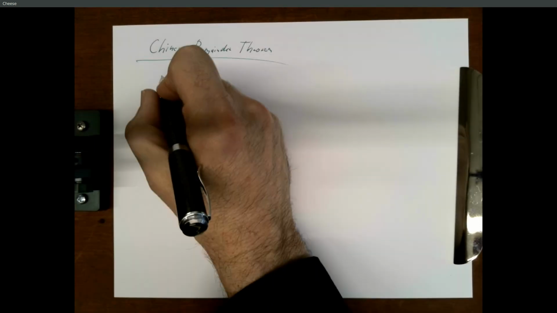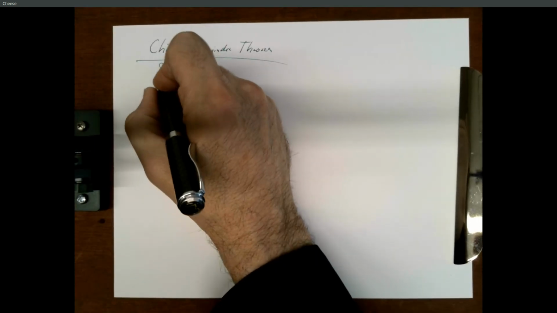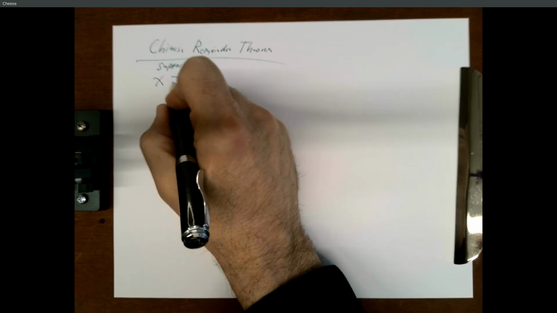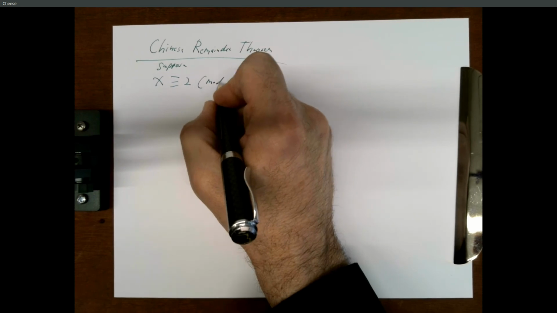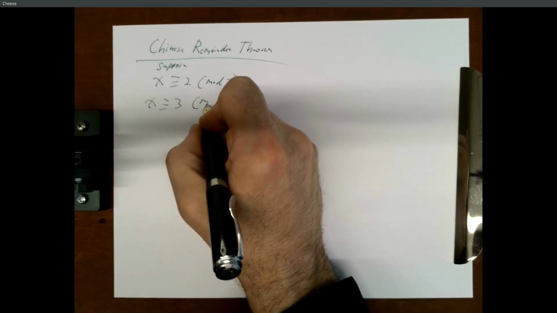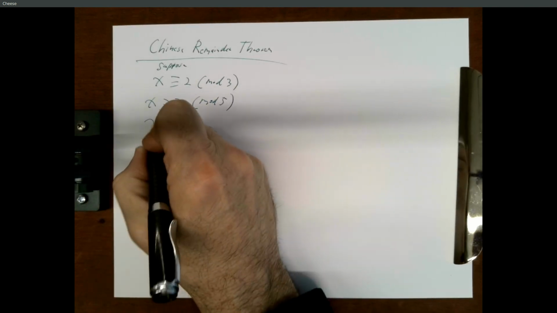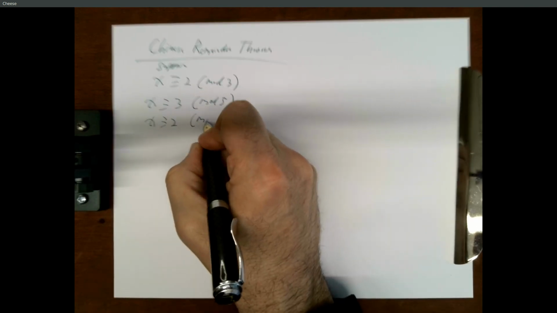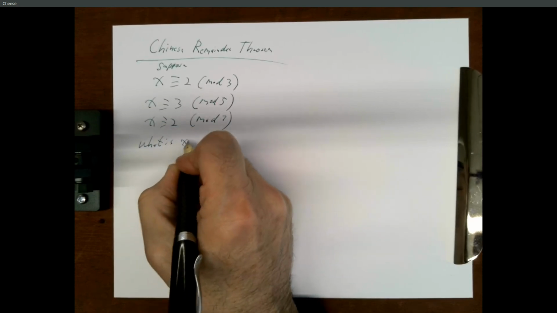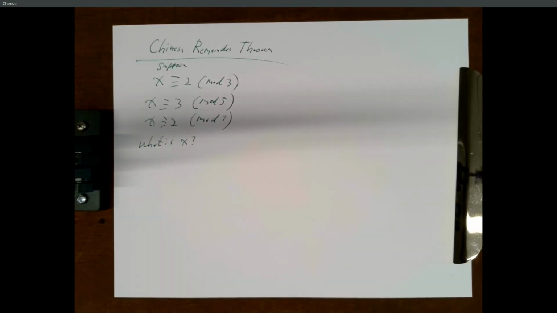And so, for example, consider the following situation. Suppose we know that x is some number which is congruent to 2 modulo 3, and x is congruent to 3 modulo 5, and x is congruent to 2 modulo 7. Is there a solution to these equations, and if so, what's a solution? What is x equal to?